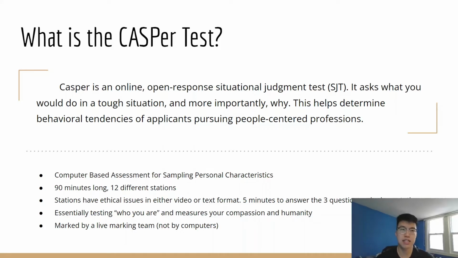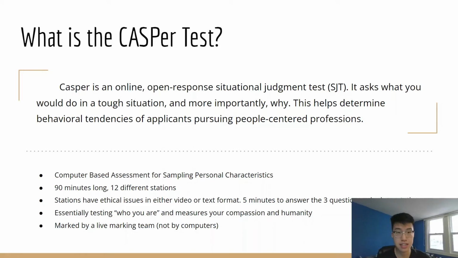So how they do it is the grading scheme is from a scale of 1 to 9, and each station that you are tested on is marked by a different marking team, so that you get different perspectives on your marking.